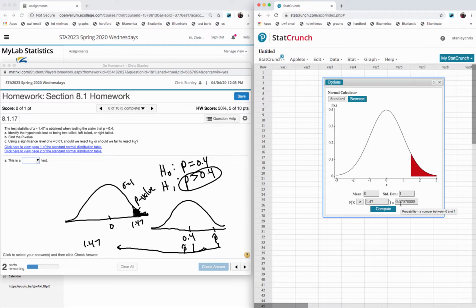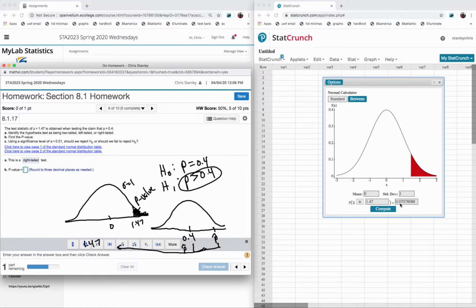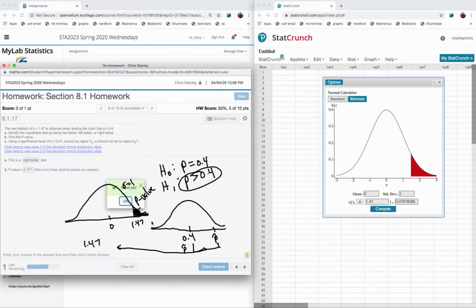Okay, so let's just answer this question. It's a right-tailed test. And our p-value is, we have to go 3 decimals, 0.071. So that's how you do that one.